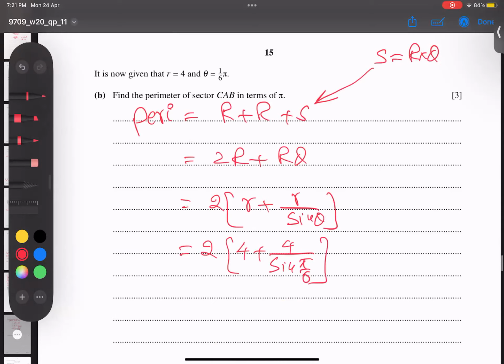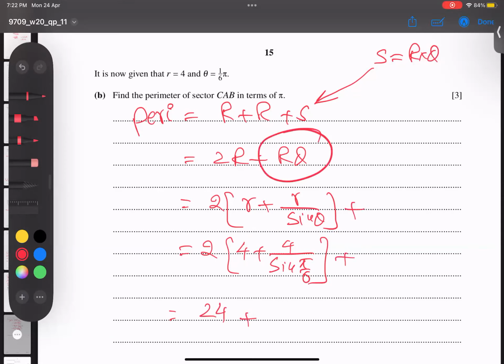This is not a big deal. This is very easy, I can say. And sine pi by 6 is sine 30, which is a half. So half into 4 gives 8. 8 plus 4 is 12, 12 and 12 is 24. It is coming from here, 24. So this part is done.